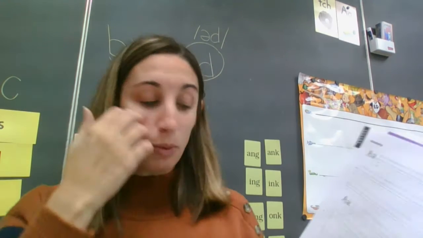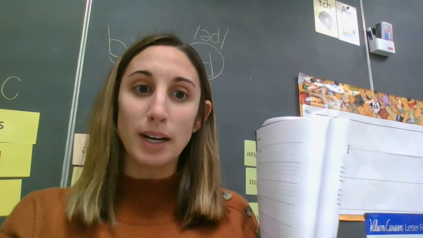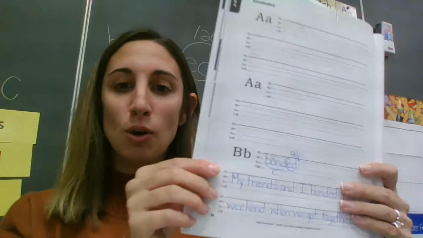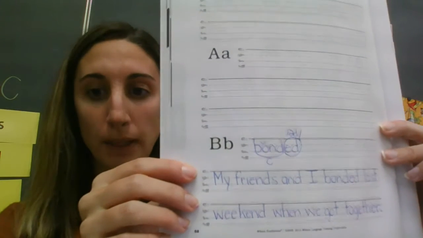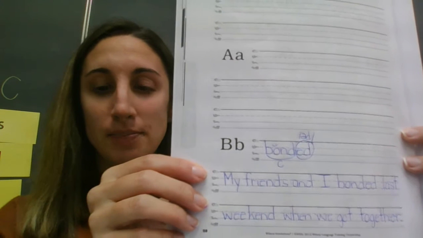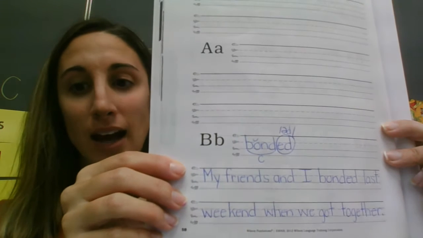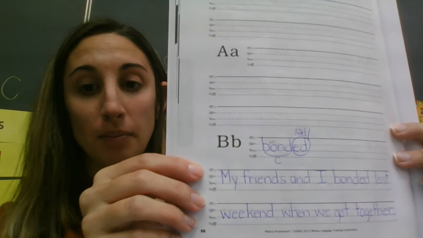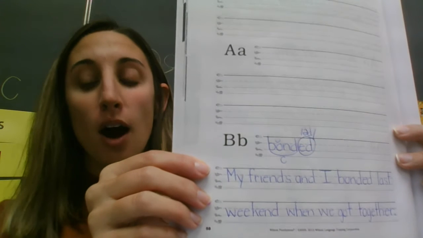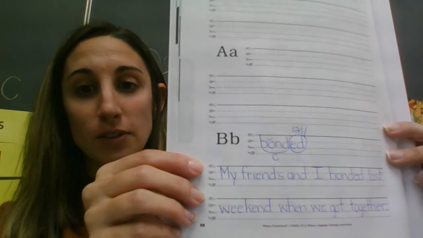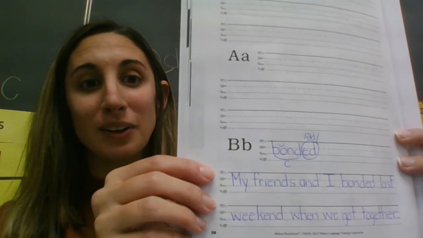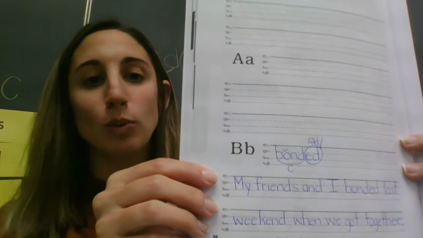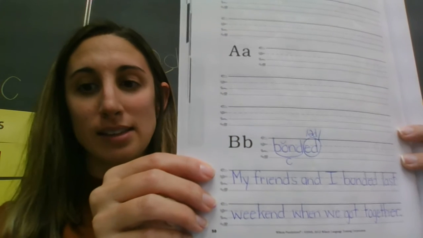Now, underneath our word on page 58, we're going to write a sentence. And I will hold it up here so that you can copy it. My sentence says, my friends and I bonded last weekend when we got together. Pause the video and copy the sentence on page 58. And then don't forget to add your scoops, to show how you would phrase this sentence together.